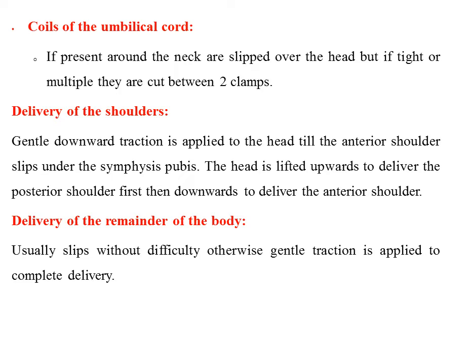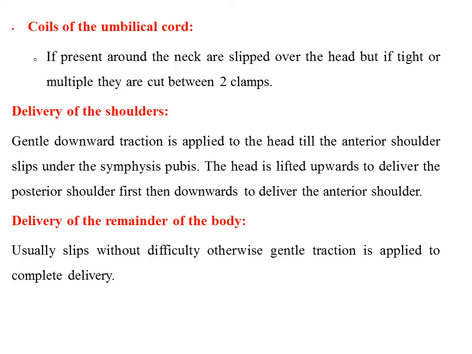Coils of the umbilical cord, if present around the neck, are slipped over the head, but if tight or multiple they are cut between two clamps. Delivery of the shoulder. Gentle downward traction is applied to the head until the anterior shoulder slips under the symphysis pubis. The head is then lifted upward to deliver the posterior shoulder, then downward to deliver the anterior shoulder.